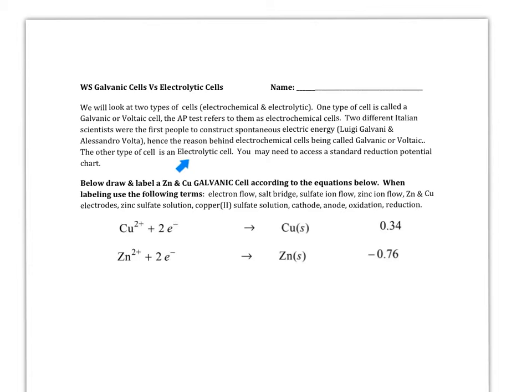And then we'll look at electrolytic cells, and you may need to access a standard reduction potential chart to do this. I will give you the information down here, but if you have that chart, you can see where that information came from. So below, draw and label a zinc and a copper galvanic cell according to these equations down here. And when labeling, use the following terms: the electron flow, salt bridge, sulfate ion flow, zinc ion flow, zinc and copper electrodes, zinc sulfate solution, copper 2 sulfate solution, cathode, anode, oxidation and reduction. We got a big task ahead of us.